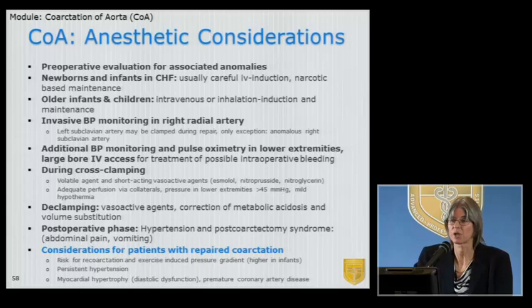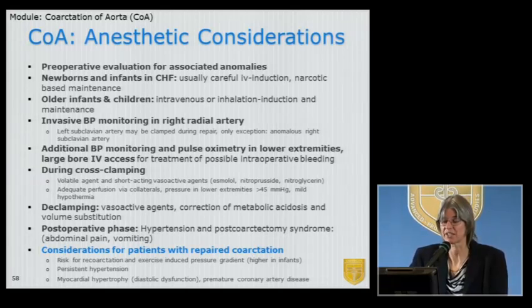If you do invasive blood pressure monitoring, it's the right radial artery that is the important one. The left subclavian artery may be clamped during the repair. There's only one exception. If you have an anomalous right subclavian artery, then you have to choose which one to use. But usually stick with the right radial and you're safe. Make sure that you have additional blood pressure monitoring and pulse oximetry in the lower extremities so that you can monitor if there's a residual gradient. Large-bore IV access, you're working on the aorta. If there is bleeding, it's massive bleeding.